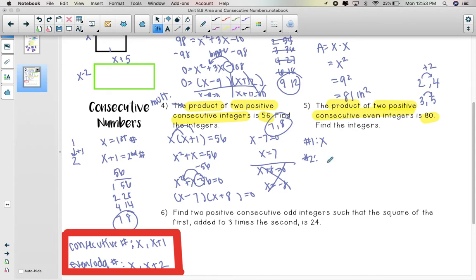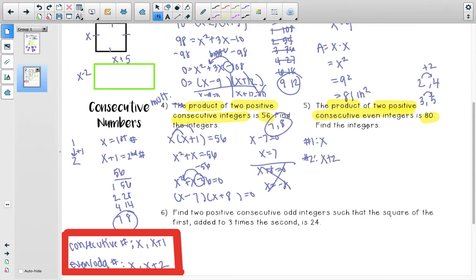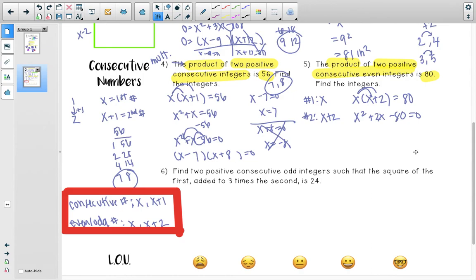So x and x plus 2, because it's even, and we're just going to set this up. It's the product of two positive even integers, so right there, multiplying them, which means equals 80. So you would distribute, and you would subtract this 80 over, and you would factor and solve. Okay, so I'm not finishing the problem, just how I'm doing it, because I don't think I need to go over how to do this again, since we just did it 4 other times.